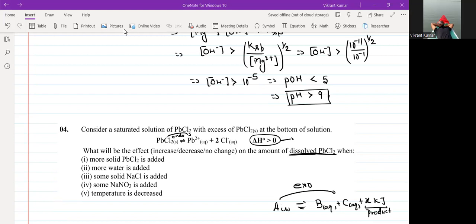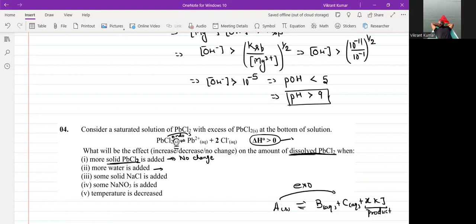If I'm adding solid PbCl2, कौन सा shift दिख रहा है? फॉरवर्ड. Why, Harsh? Oh wait, sorry, no shift. It's not in the phase. नो शिफ्ट. This is solid. It doesn't have any effect on Q or K, and that's why we'll say no change. Is it okay? We need to be very careful.